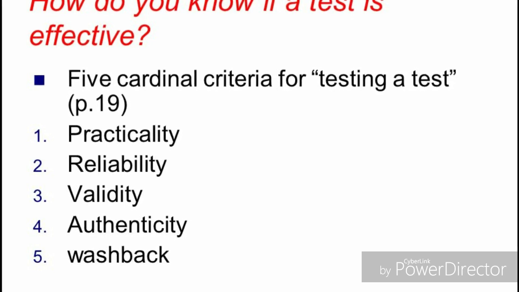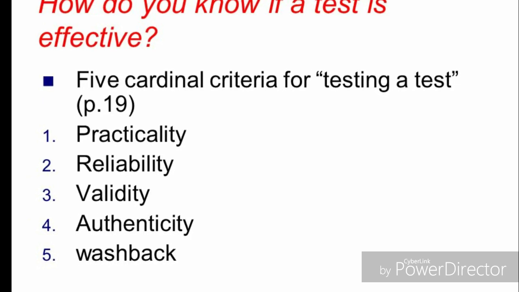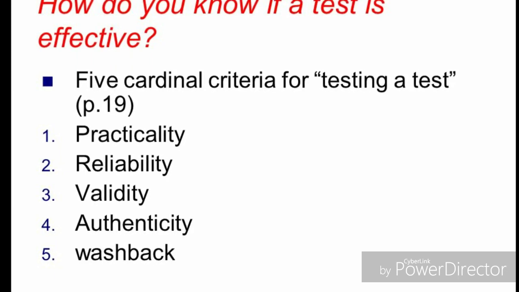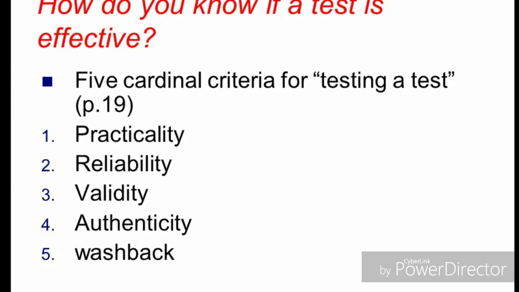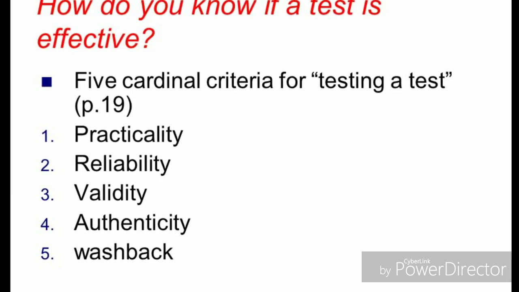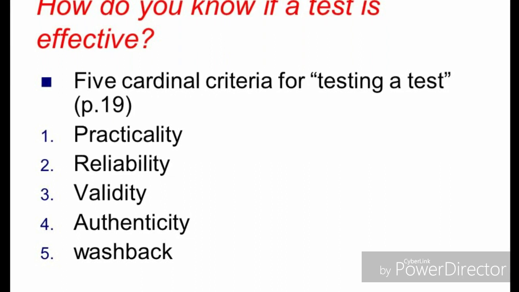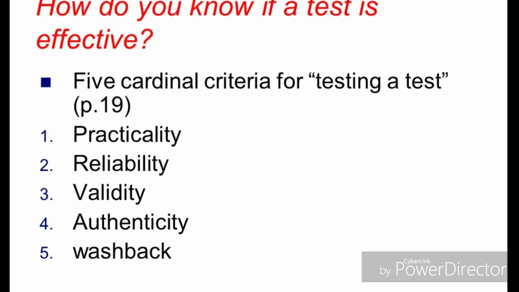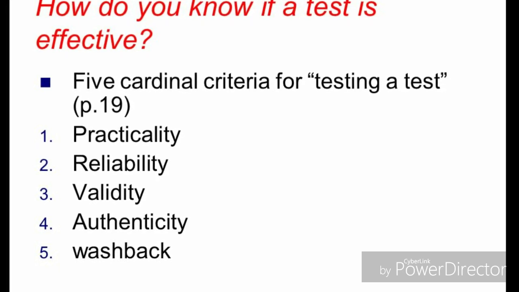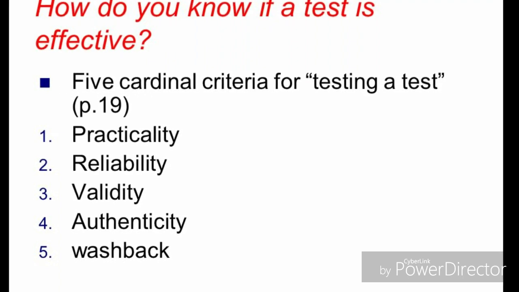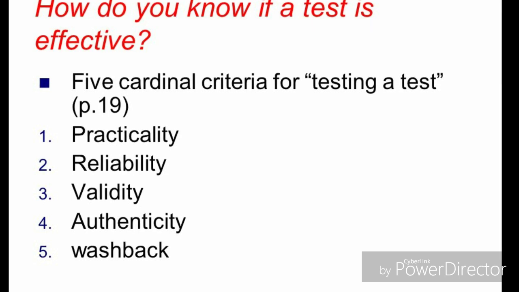And then we have authenticity. What do we mean by authenticity? Authenticity simply means that the sentences we are using in our test should be realistic, should be contextualized. For example, if you're teaching your students the past tense or simple present or the future, you should not come up with sentences that talk about science fiction or something far-fetched, something that is not realistic. For example, talking about gravity or science in general.